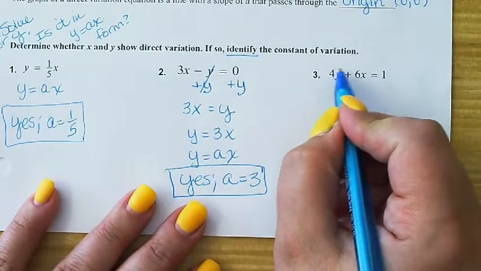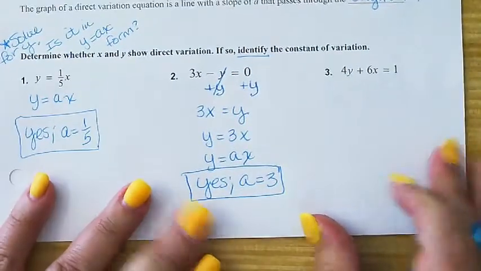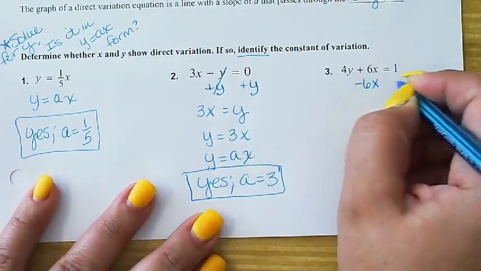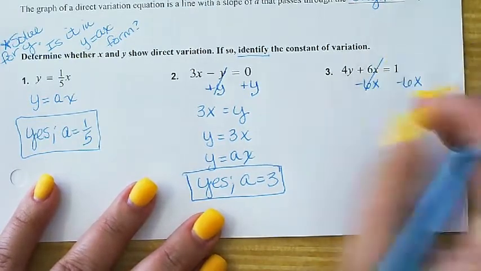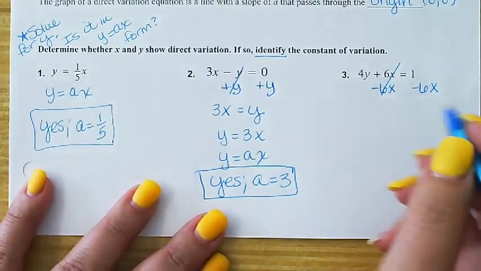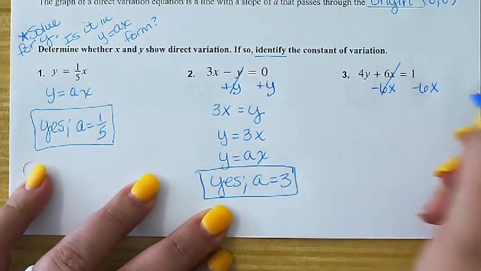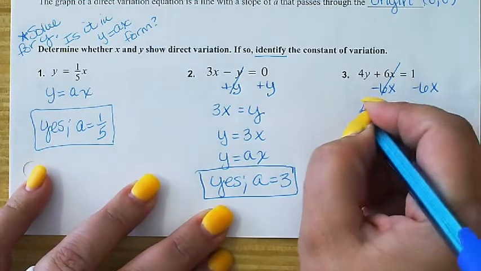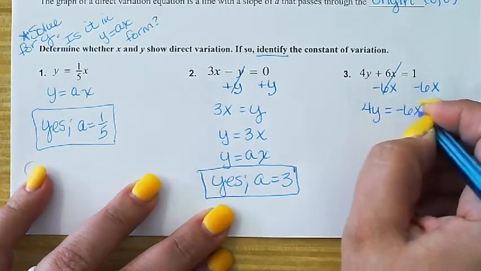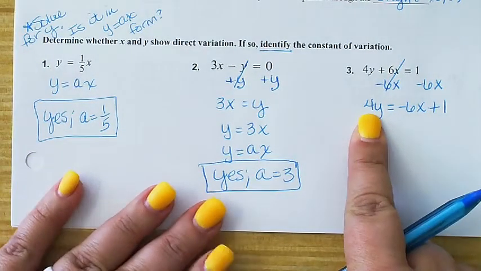Number 3, still have to solve for y, right? We want to make sure we solve for y and then see if it's in y equals ax form. So to solve for y, I need to move the x term. At this point, I would really want you guys to be really comfortable reorganizing and solving for variables. We started doing that back in chapter 1. We've been practicing it for a while. So we're going to move the x's to the other side by doing minus 6x and minus 6x. So now I've got 4y equals, on this side I've got a negative 6x with that positive 1. And then we still have to get rid of the 4.